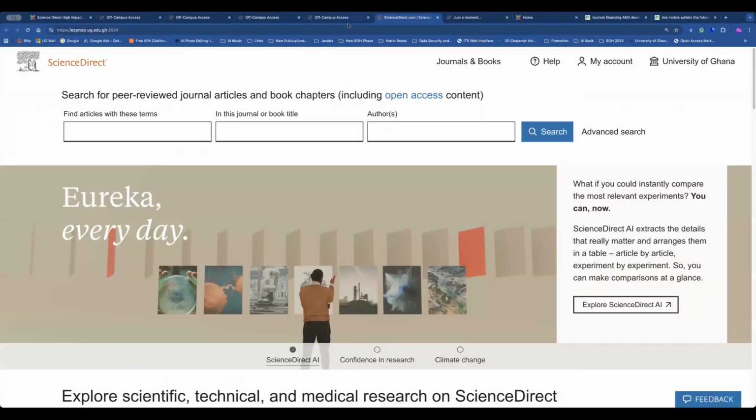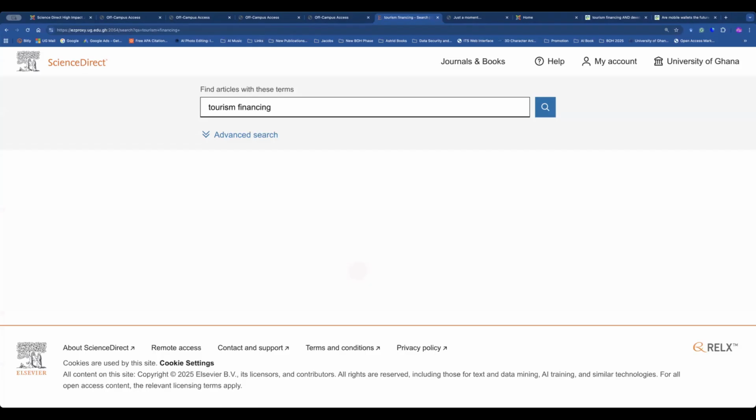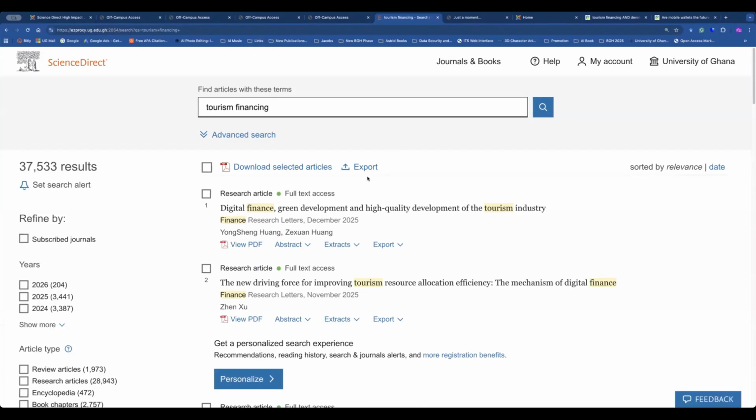Okay, so let's continue. So I use this to enter Science Direct. Now Science Direct has opened. I was searching for a topic, tourism financing. Some of the places are not perfect for the topic that you will be looking for, so you come to learn. Some of them are better for science-based topics or engineering-based topics or technology-based topics than the others. Tourism financing. Look at what I'll get here.